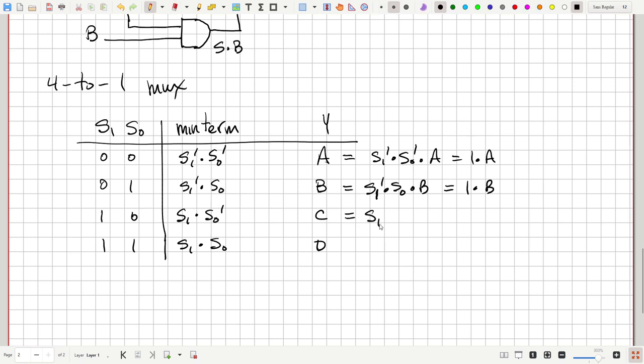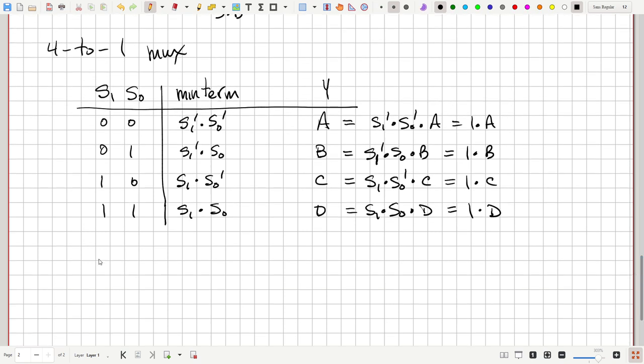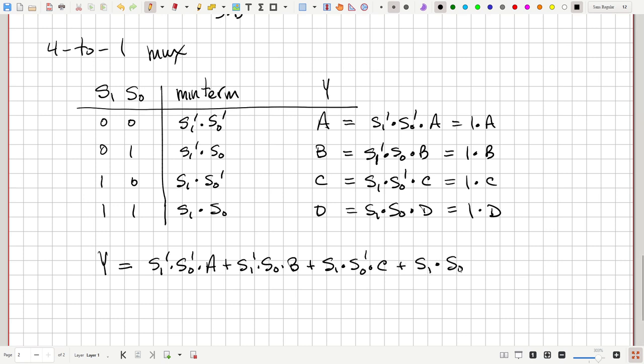For C, we take the min term S1 and not S0 and C, and that's 1 and C for that row. And then for D, we've got S1 and S0 and D, which is 1 and D for that row and 0 for all other rows. And so we see that our implementation would be that Y is just the OR of all these min terms ANDed with the different data streams, A, B, C, and D. So we'd have not S1 and not S0 and A, or not S1 and S0 and B, or S1 and not S0 and C, or S1 and S0 and D. And that would be our logic function.